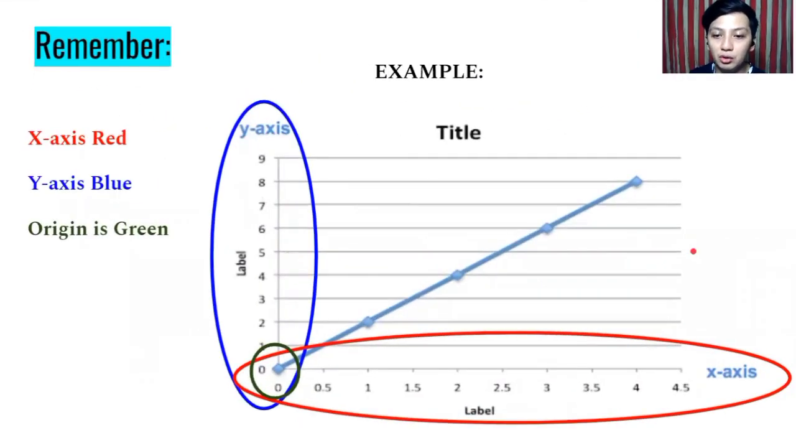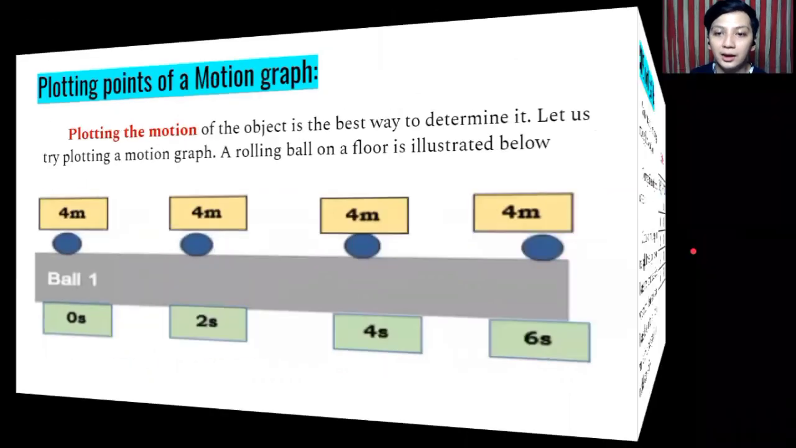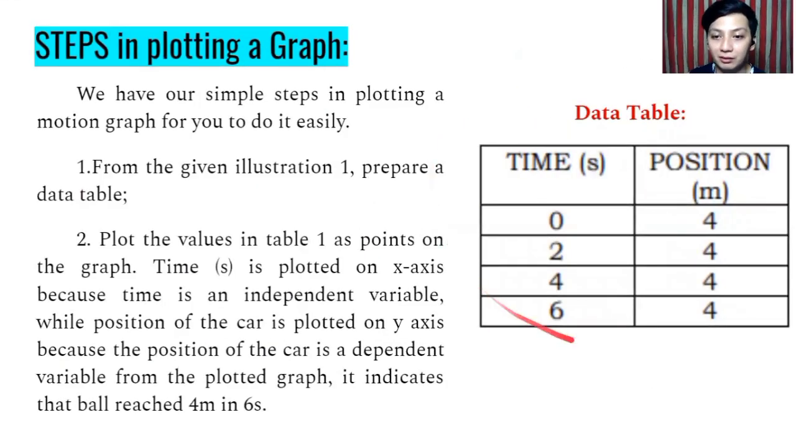So we can also do it in a table like this one. Okay, so we have our simple steps in plotting a motion graph for you to do it easily. These are the different steps. From the given illustration 1, prepare a data table. Mas madaling maintindihan sa kanya na to.